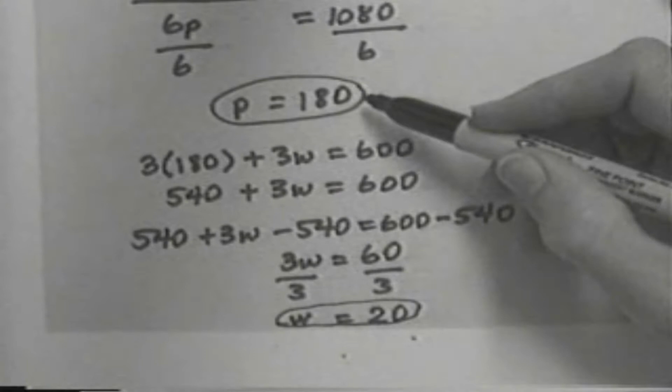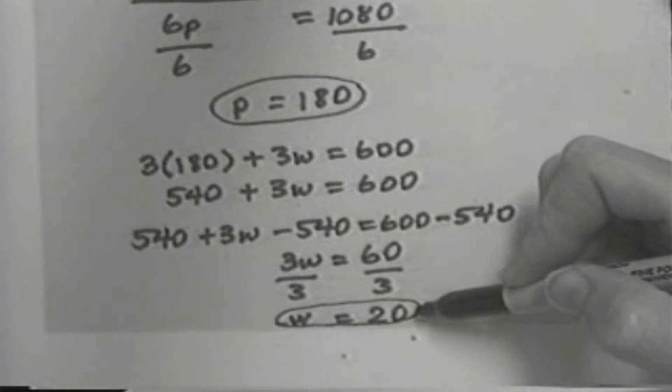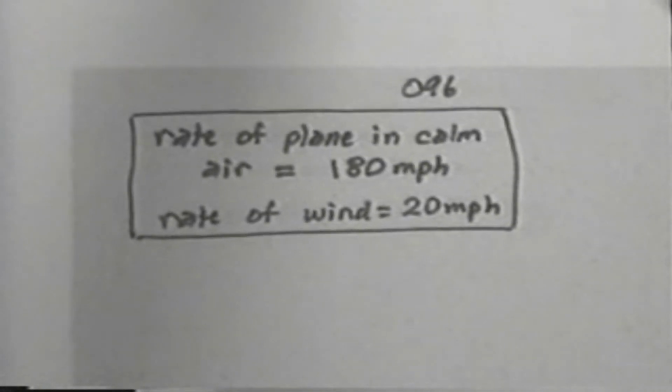What do they stand for? Well, p stands for the rate of the plane, w stands for the rate of the wind, and our solution says the rate of the plane in calm air is 180 miles per hour, and the rate of the wind is 20 miles per hour.